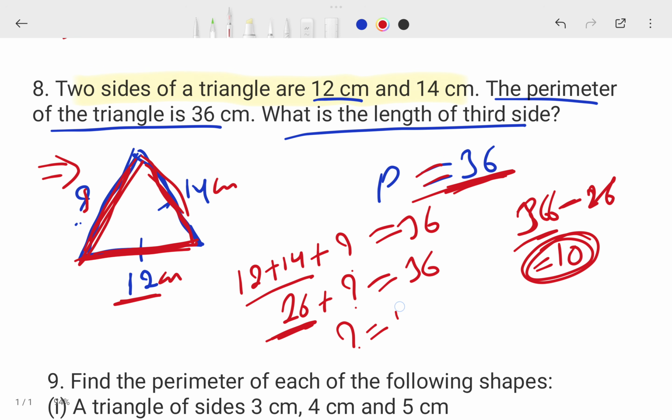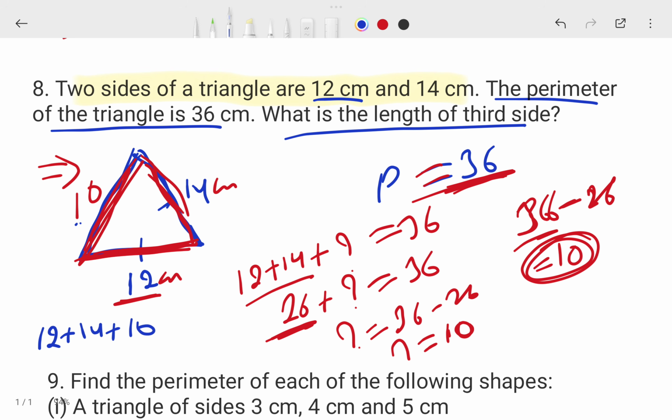So 26 is subtracted from 36, and it is going to be 10. What is the third side? The third side is 10 centimeter. If you doubt whether this is right or wrong, let's check it. This is 12 centimeter, this is 14 centimeter, this is 10 centimeter. Now add all: 26 plus 10 is 36. The sum of all sides is the perimeter, 36, and the perimeter is already given as 36.